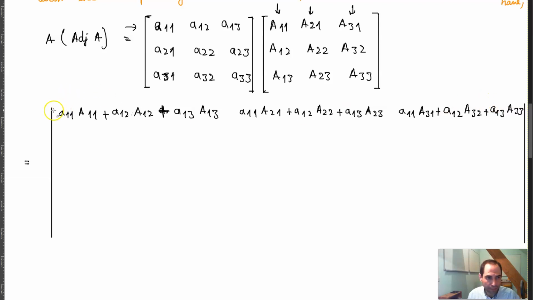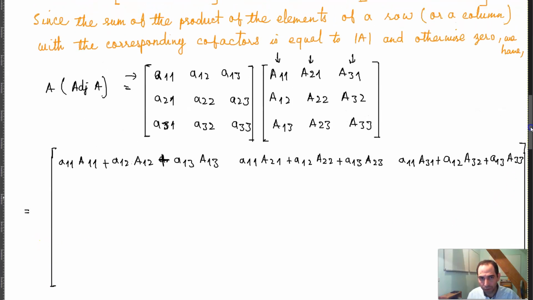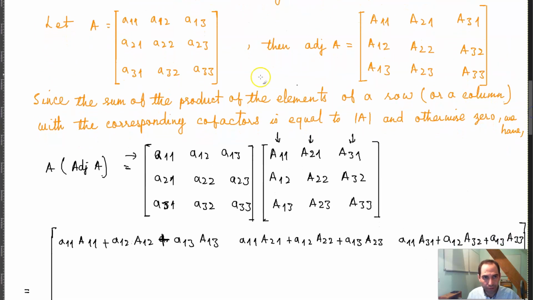Now if you pay attention to this matrix, what you can see is that I am taking A of 11 times A of 11, A of 12 times A of 12, A of 13 times A of 13. So that means that this is determinant A, right? This is the value of determinant A, because we calculate the value of determinant A in the exact same way. We take, for example, row 1 of this matrix, multiply every element by the cofactor of the same element, and add the next element times its cofactor, and again the next element times its cofactor, and that gives us the value of determinant A as we saw before.